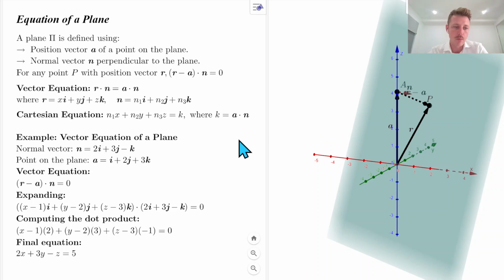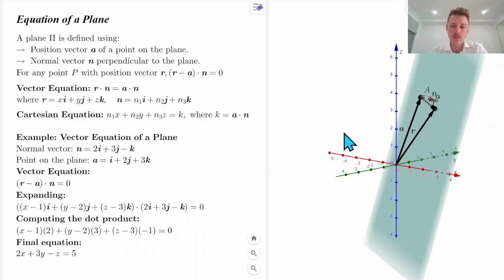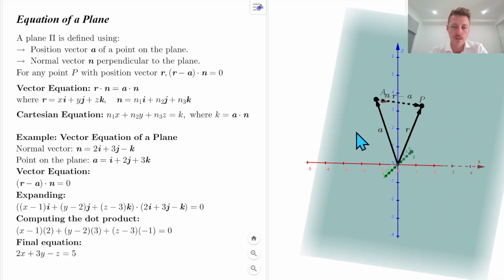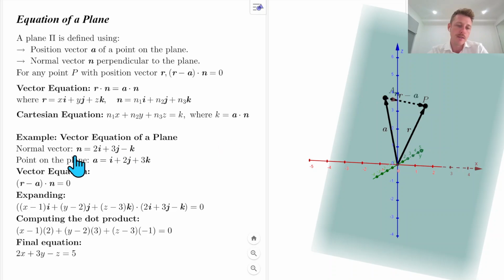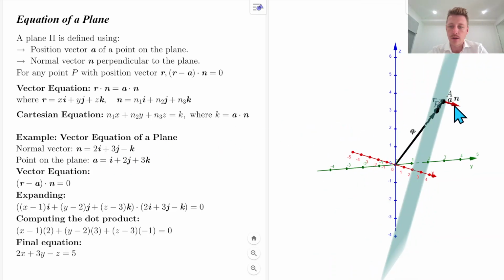I think an example will make more sense. So the example says this: let's imagine we've got a normal vector, which is 2i plus 3j minus k, and we have a point that's on the plane, i plus 2j plus 3k. So if we think of this example, this point here, A, is at the point 1, 2, 3. It's not actually, but just for argument's sake. And then the normal vector, this vector that's here, perpendicular to the plane, is 2i plus 3j minus k. Okay, and we know if we want to find the equation of the plane, it has to satisfy this condition.